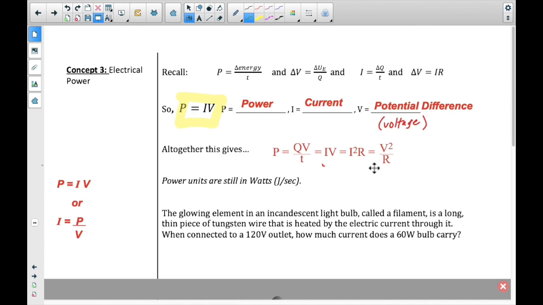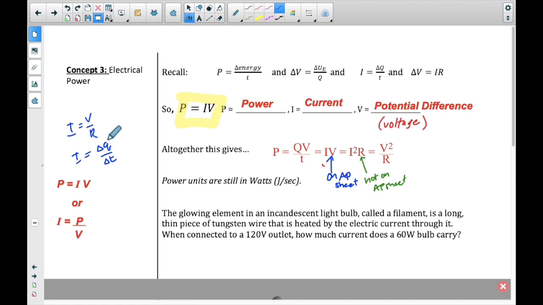And we can do another substitution and find out that power is also equal to the voltage squared over the resistance. So a lot of different options here. Some of these are found on the AP sheet, others are not. Let's just take a minute to look and see which ones are and which ones are not. The most basic one is P equals IV. That is the one that's on the AP sheet.